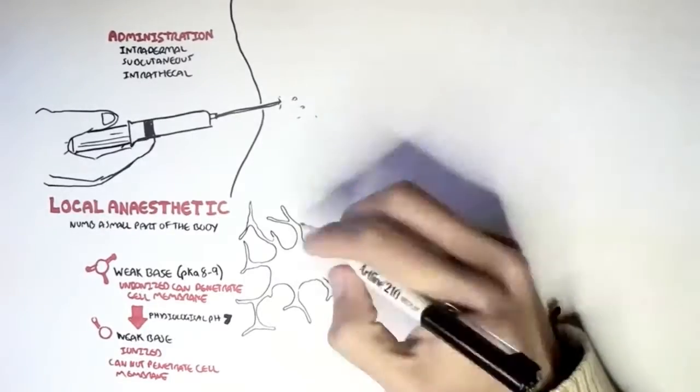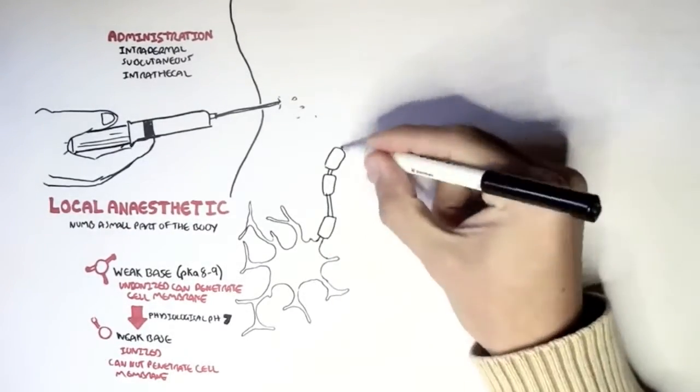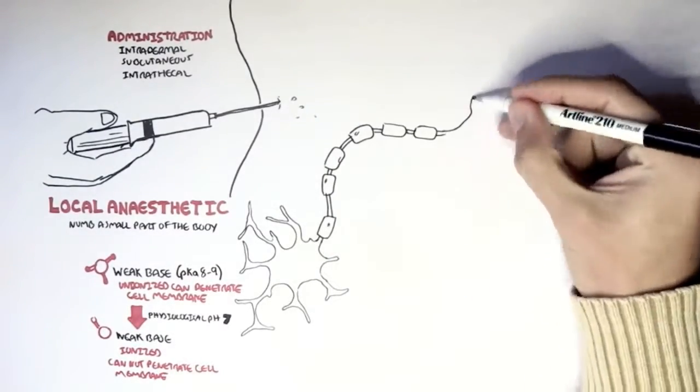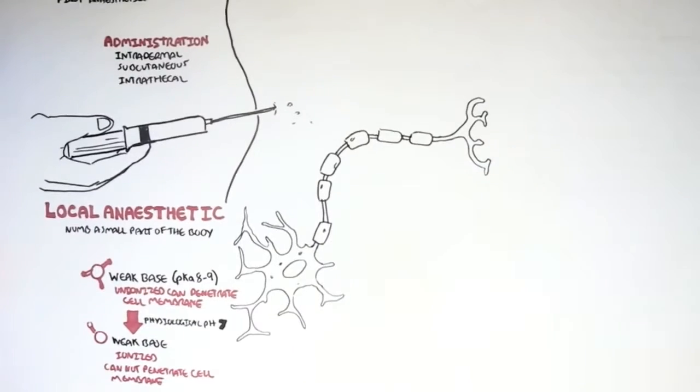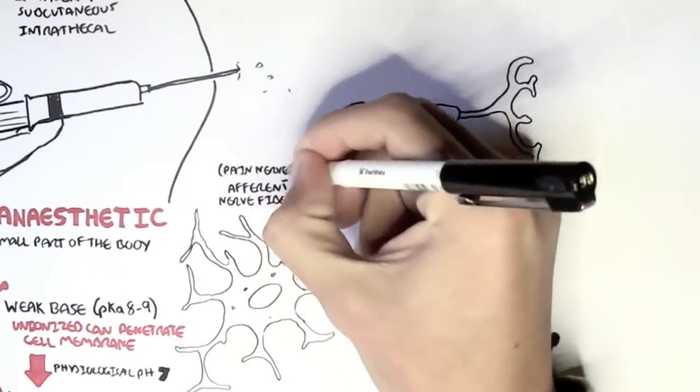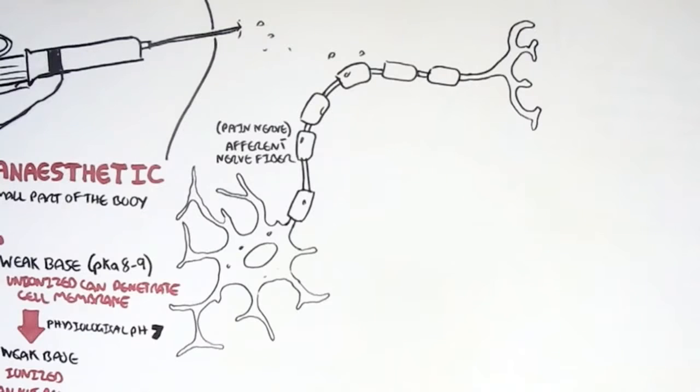So how do local anesthetics work? Well, they numb a small part of the body by particularly working on the nerves, especially the afferent nerve fibers, the pain fibers, by preventing the pain fibers from sending pain signals to the brain. Let's have a closer look.